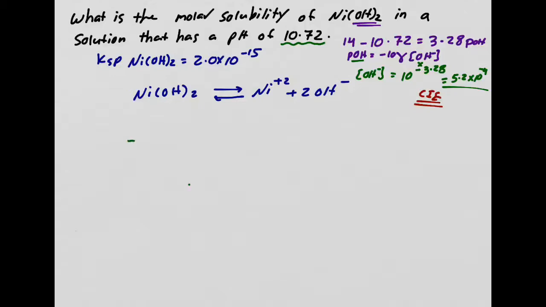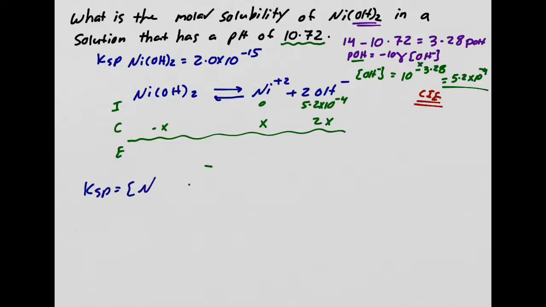So I'm not going to worry about the nickel hydroxide here because it's solid. That's not part of the equilibrium. I can still do an ice table. I don't have any of this common ion, but I have 5.2 times 10 to the minus 4. Again, the minus x, this is x, and this would be 2x. The same as before, I'm going to write down my Ksp expression. My Ksp would be the concentration of nickel plus 2 times the concentration of hydroxide to the power of 2. You probably got this down by now.